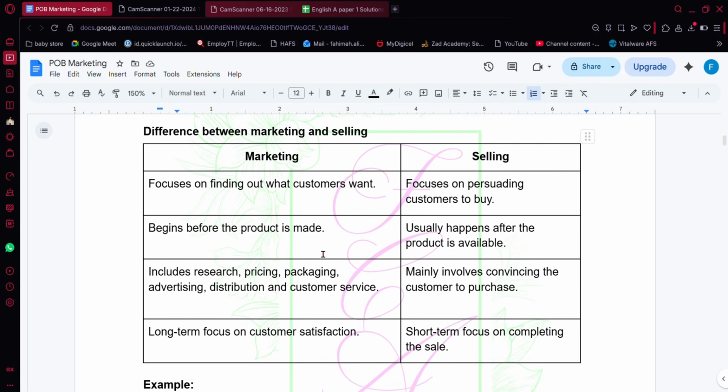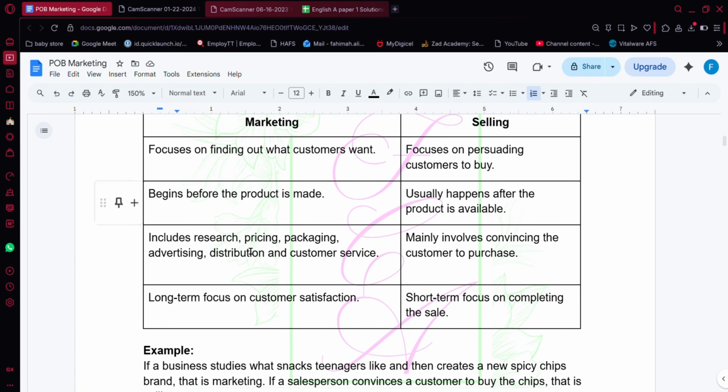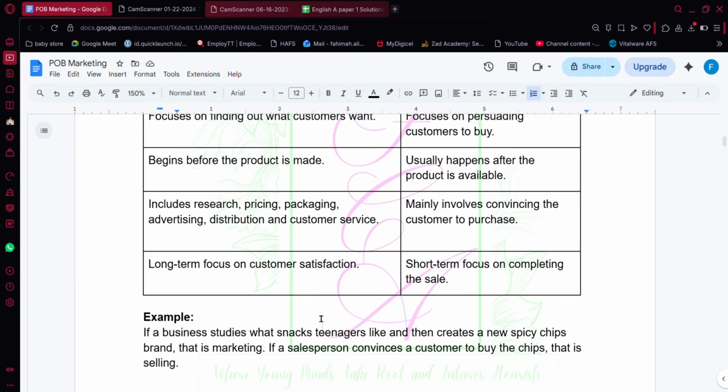Differences between marketing and selling. Marketing focuses on finding out what customers want, while selling focuses on persuading customers to buy. Marketing begins before the product is made, and selling usually happens after it is available. Marketing includes the research, pricing, packaging, advertising, distribution, and customer service. Selling involves convincing people to purchase. Marketing is a long-term focus on customer satisfaction, and selling is a short-term focus on completing a sale.